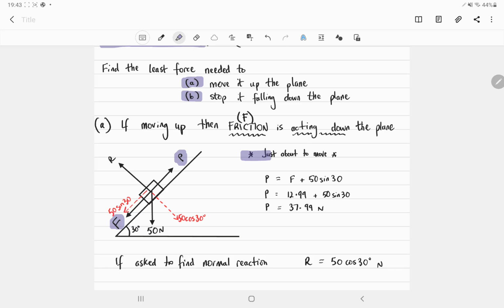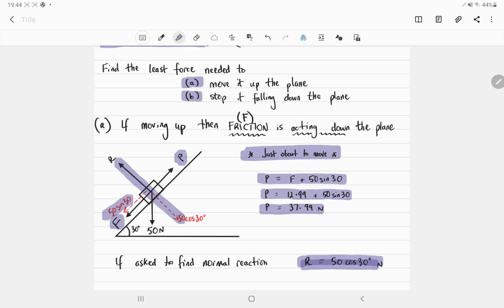Because it is just about to move, we can say that the force acting up the plane is equal to the forces acting down the plane. So P is equal to our frictional force plus our 50 sine 30. We have already been told our frictional force, so we add our 50 sine 30, which we got from resolving our 50 newtons. In part B or C of these questions, you might be asked for the normal reaction as well. That's just when we resolve perpendicular to the plane.